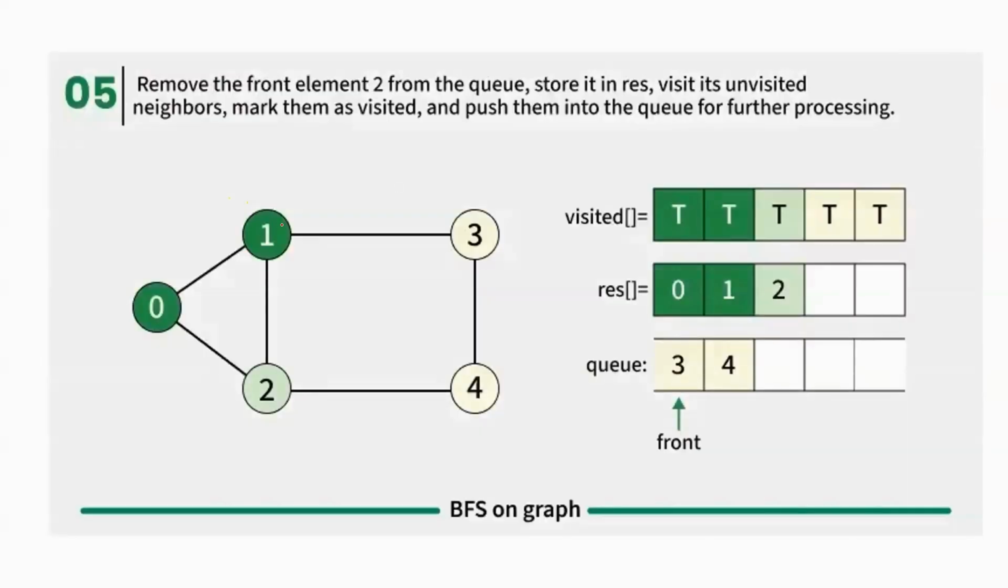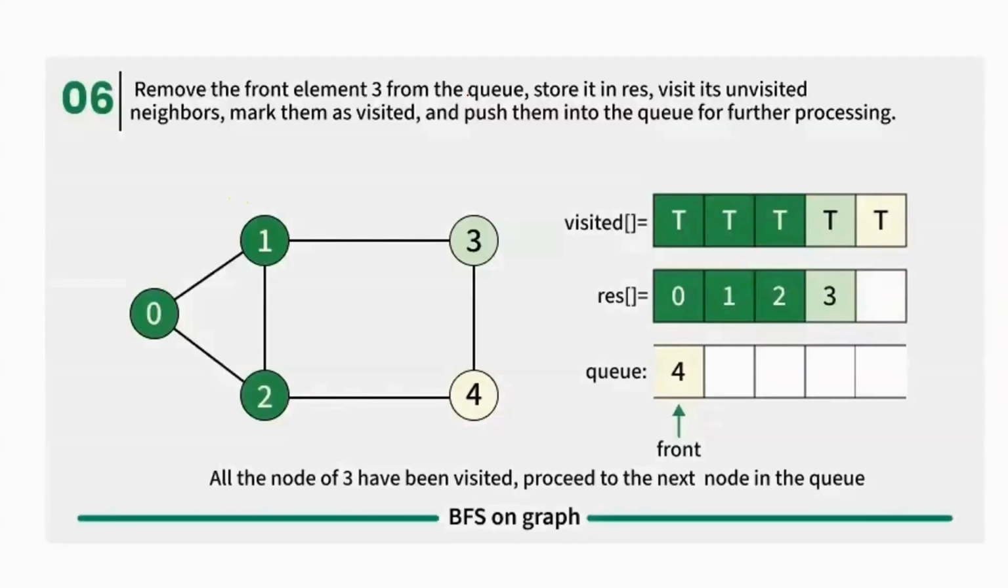So right here you can see we left over the one also. We marked one as visited and left it over, and we have visited now two. So from the two, again, we remove the element, which is visited as T. We want to visit the neighbors of the two, which are 3 and 4 only. We already have 3 in the queue, so let's move to 4. So remove the front element 2 from the queue because it is stored in res. Visit its unvisited neighbors and mark them as visited, right? And push them into the queue for further processing.